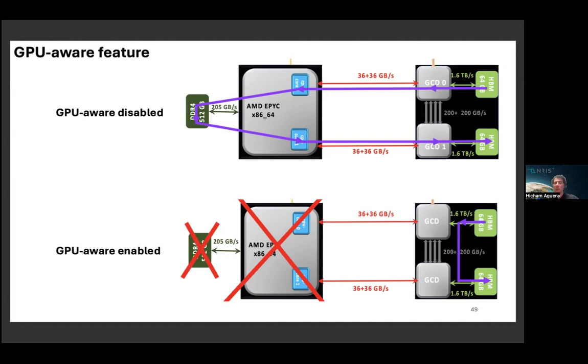Instead of going from the GPU memory to the CPU memory, and then to the other CPU memory, and from there to the other GPU memory, which is a very long path. It increases latency. So this is one of the particularities of GPU aware features.